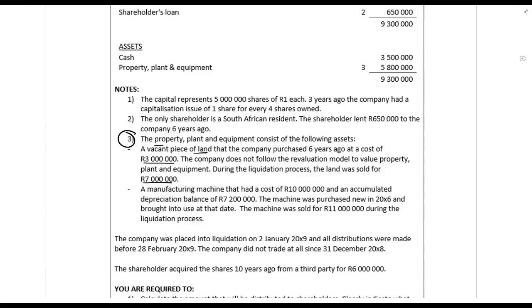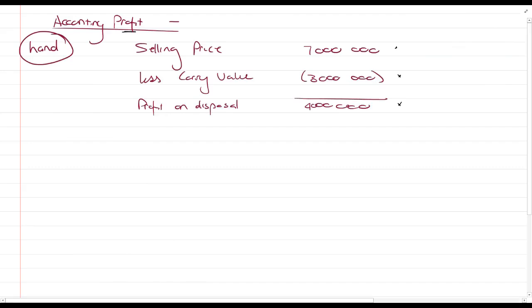Right, now, next one. A manufacturing machine that had a cost of 10 million rands and an accumulated depreciation balance of 7.2 million rands. This machine was purchased in 20x6 and the machine was sold for 11 million rands during the liquidation process. Okay, so first we go now. This is our accounting profit. Make sure you see that.